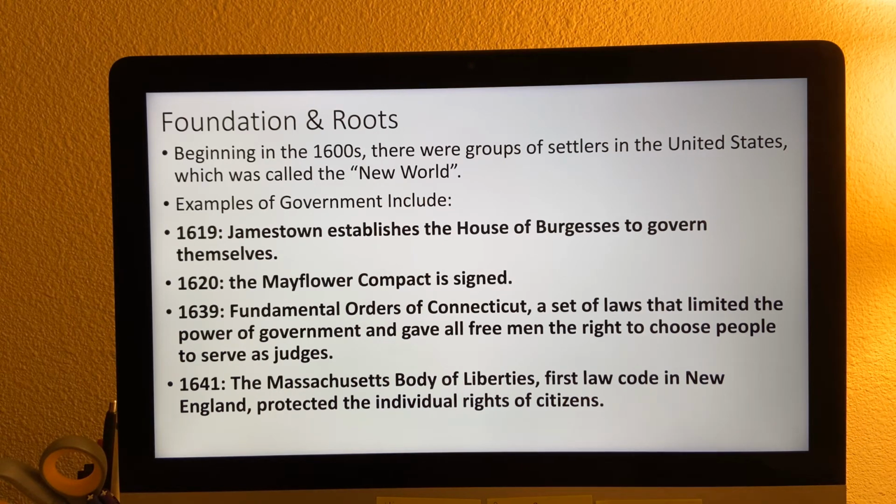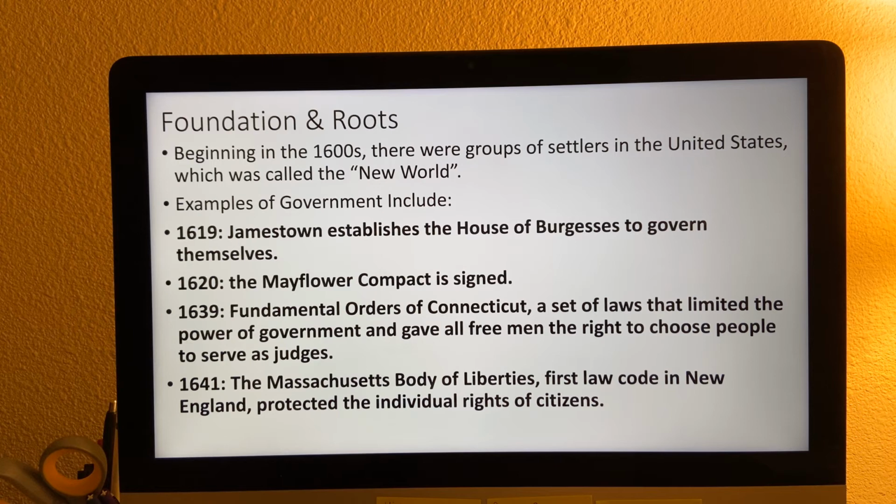And from the very beginning, there have been attempts to have unity and examples of government from the very beginning. In 1619, in Virginia, in Jamestown, they established the House of Burgesses so that they can govern themselves. In 1620, the Mayflower Compact is signed. That's the Pilgrims, right? When they came over, they were originally supposed to be in Virginia, and they ended up in Massachusetts. And so they write the Mayflower Compact, and that establishes their government.